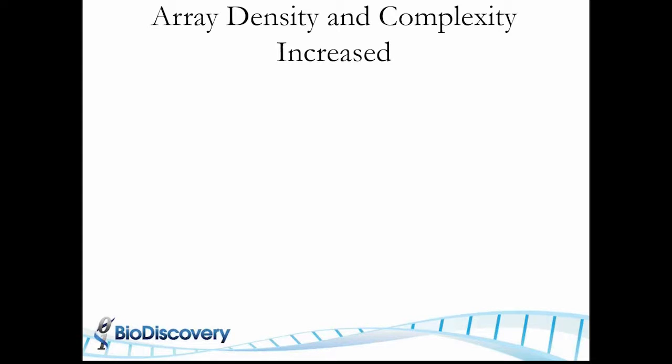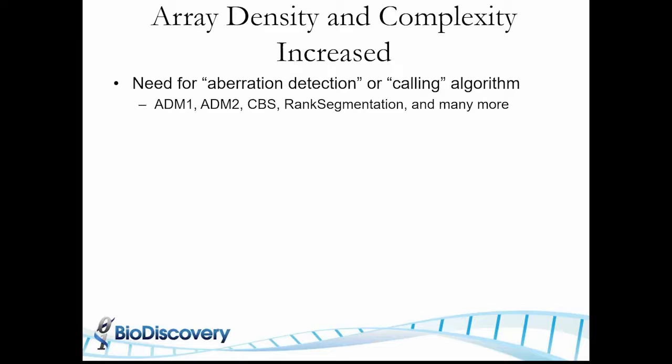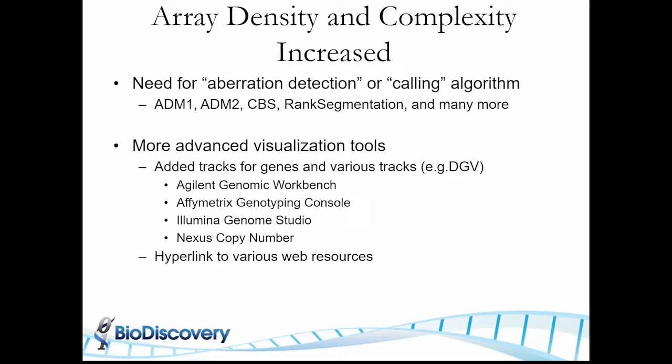complexity increased over the past 10 years, the need for software started to grow. So the first part was, well, there's too many probes to look at them visually, so there's an aberration detection or a calling algorithm that needed to be developed. And there's been many, like ADM-1, ADM-2, CBS, tRack segmentation, FASST2, PennCNV, you name it. There's a bunch of algorithms that have been created to call or detect the aberration or help in the process of detection. No algorithm is perfect, but these are all things that have been developed to help.